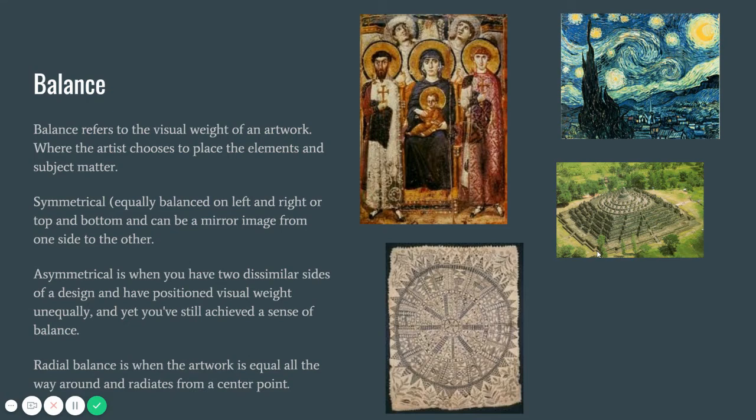Symmetrical means that it is equally balanced on either the left or the right or the top or the bottom of the artwork, and usually can be referred to as a mirror image from one side to the other. Okay, you're not always going to get a mirror image in order for it to be symmetrical, but sometimes the mirror image does happen. So this right here is an example of symmetrical. If I split this artwork right down the middle, what is happening on the left is pretty much exactly what's happening on the right. That's not a mirror image.